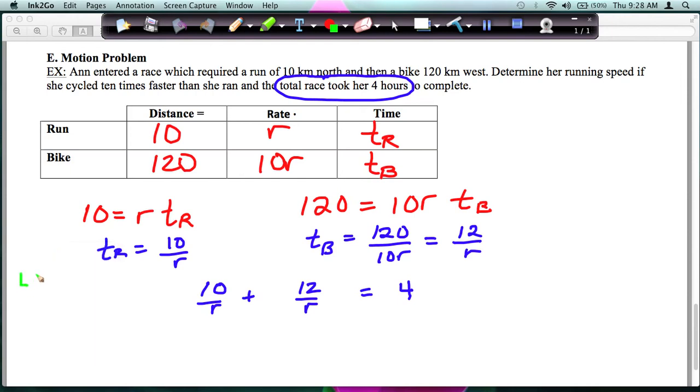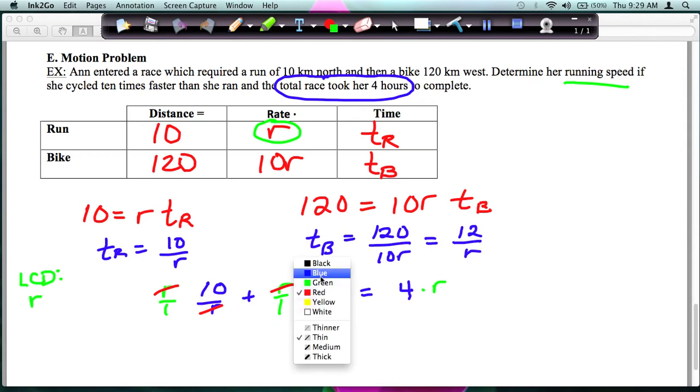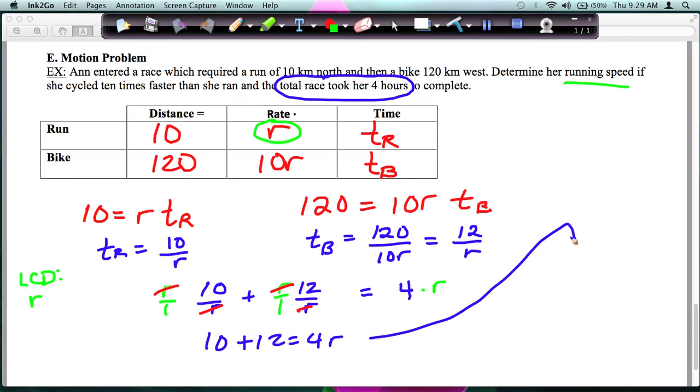We can now solve, and we can solve for r, which will help us answer her running speed. That's r right here, so that's what I need to find. So the LCD is actually just r. That's the only thing in the denominator. So I'm going to multiply everything by r over 1. Here the r's cancel, and over here the r's cancel, and I actually just get 10 plus 12 equals 4r. 10 plus 12 is 22. Divide by 4, and I get r equals 22 over 4, which is 5.5.